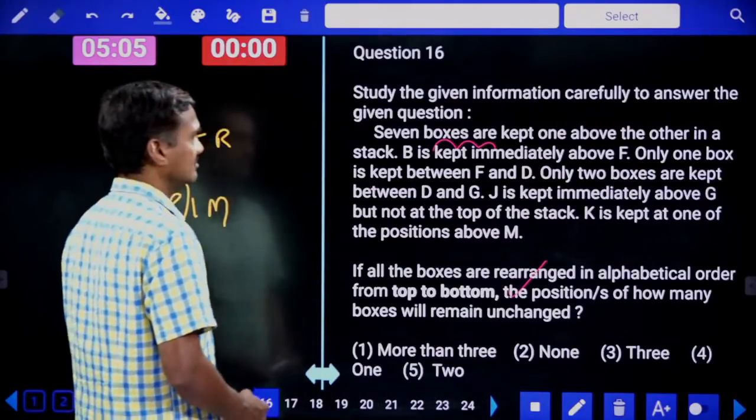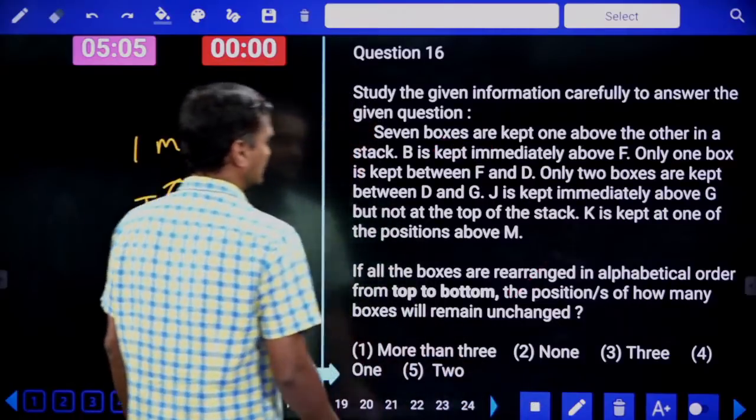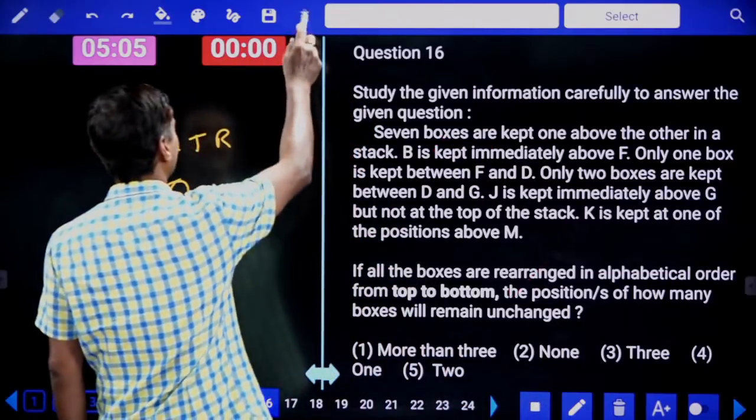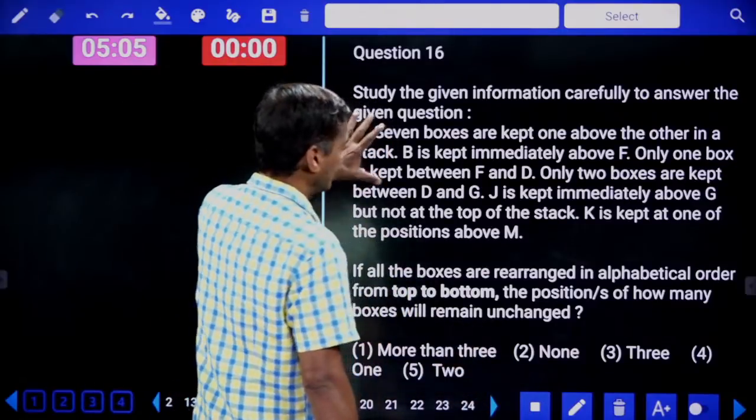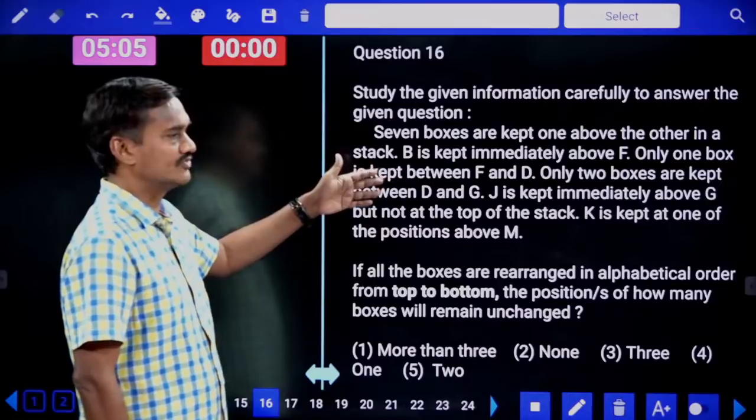Then coming to question number 16 onwards, it is based on boxes. Now in general, boxes will keep at the second priority. But if you observe here, not more than 4 to 5 statements were there.